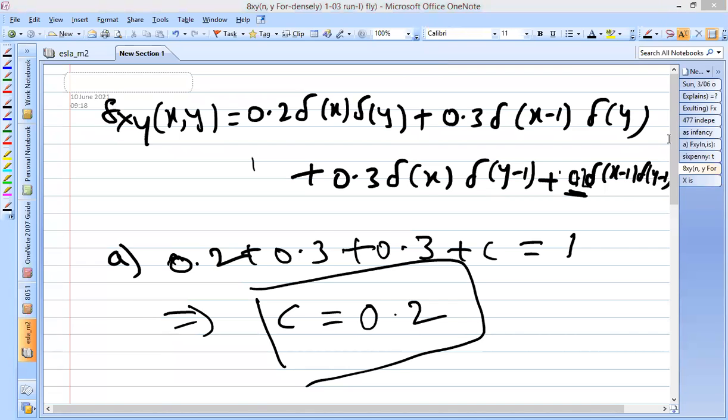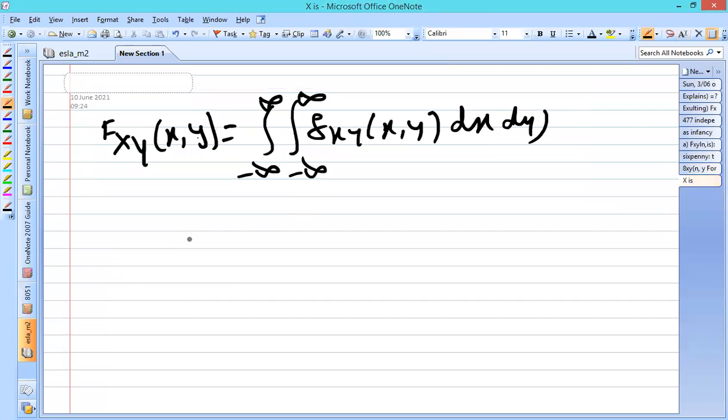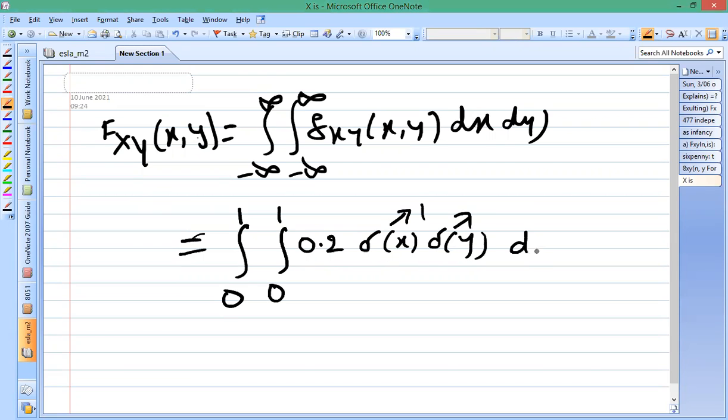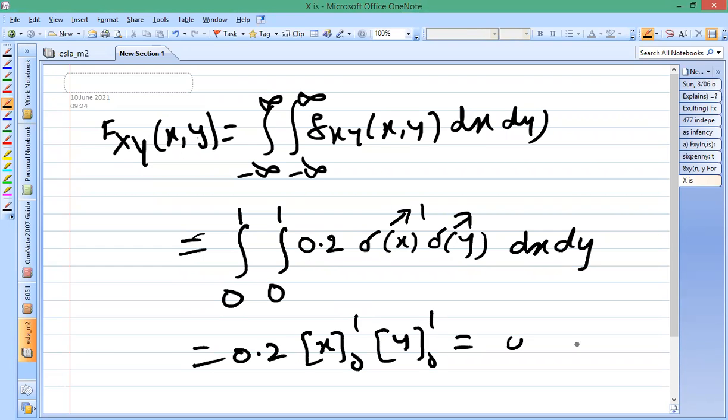So for that, within this integral range, as I told, x and y both are varying from 0 to 1. So substitute, from 0 to 1, f_XY of x comma y as 0.2 delta of x into delta of y, and its value will be 1, which has to be integrated with respect to x and y. Here 0.2 is a constant that you can take outside, and the integration of 1 with respect to x is x with the limit 0 to 1, and y is y with the limit 0 to 1. This gives the CDF as 0.2. So this is the third part.